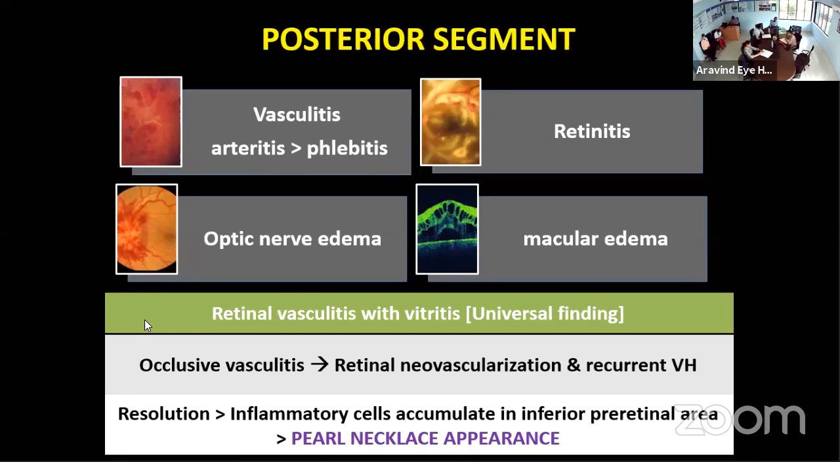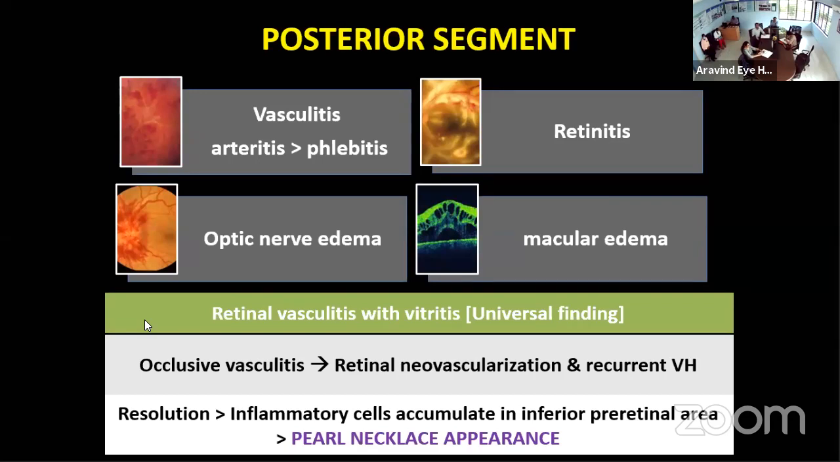So the vasculitis, as we know, the arteritis are more commonly involved than the phlebitis. So the veins are very less commonly involved. It is exactly the opposite of sarcoidosis. Sarcoidosis, you know, is predominantly a phlebitis, and it can have a retinitis. Retinitis is more commonly a retinal involvement or retinal edema sort of type with perivascular involvement. There can be optic nerve edema as well as macular edema.